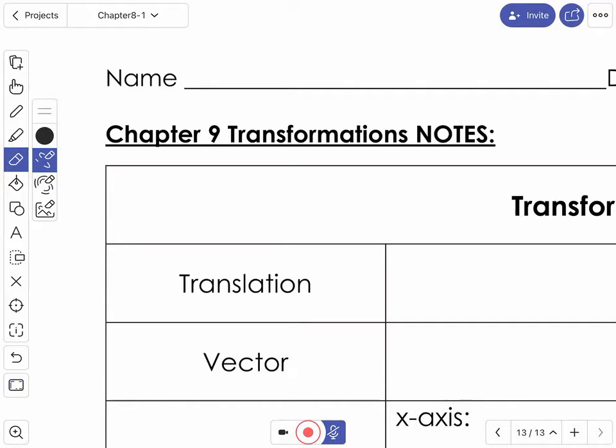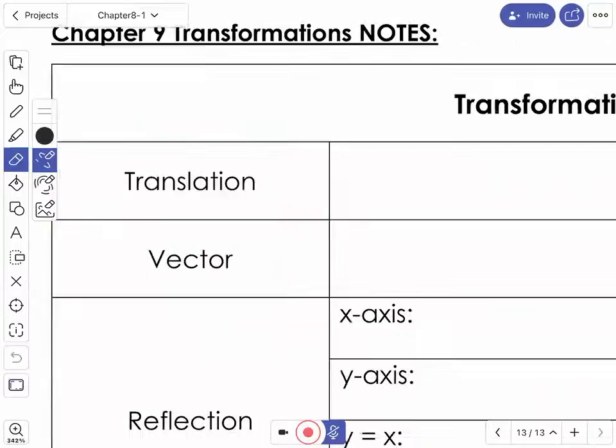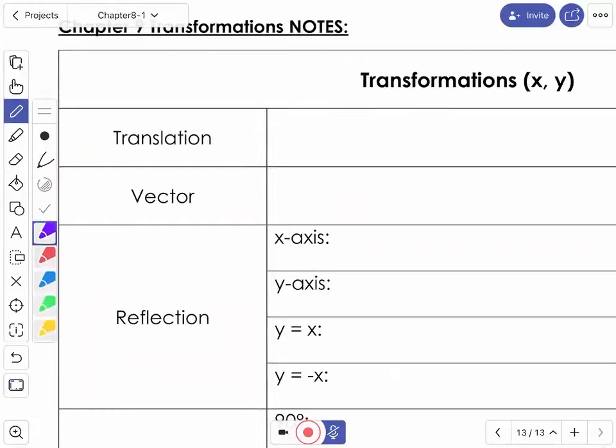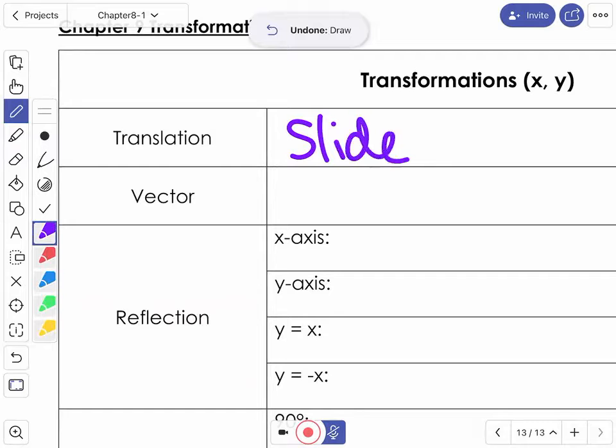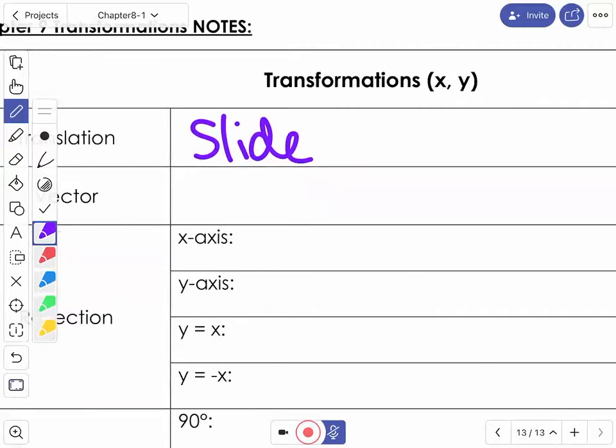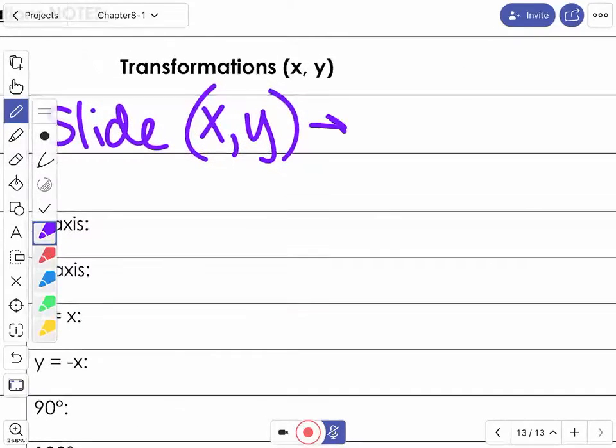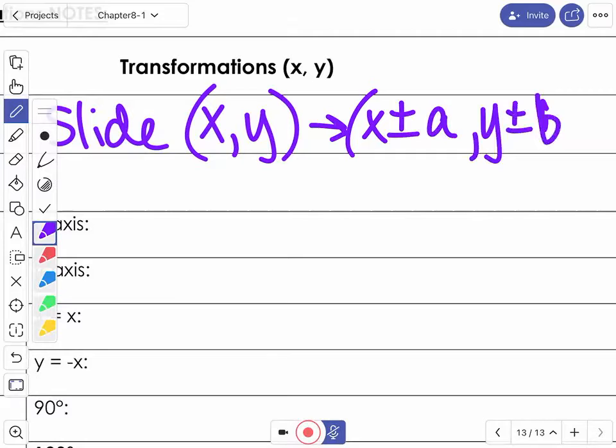So we looked at four kinds of transformations. The first was the translation, which meant to slide an object. So we slide an object around, and we were looking at taking your original coordinate, x, y, and to do the translation, we're going to either add or subtract some number to x and then add or subtract some number to the y. So we add or subtract to the x, add or subtract to the y.